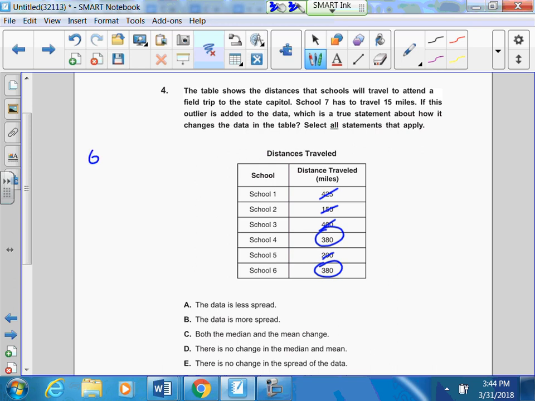So if you have 6 schools, the median is 380. All right, now let's find the median for 7 schools.